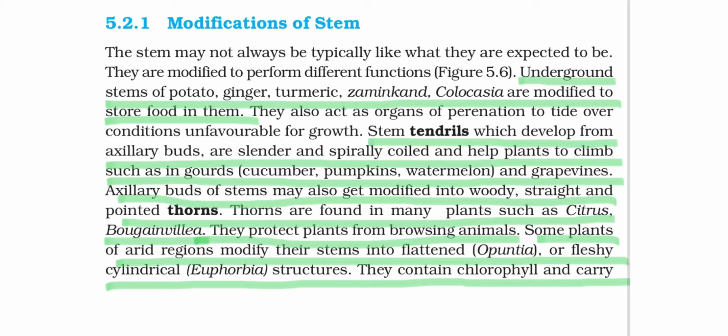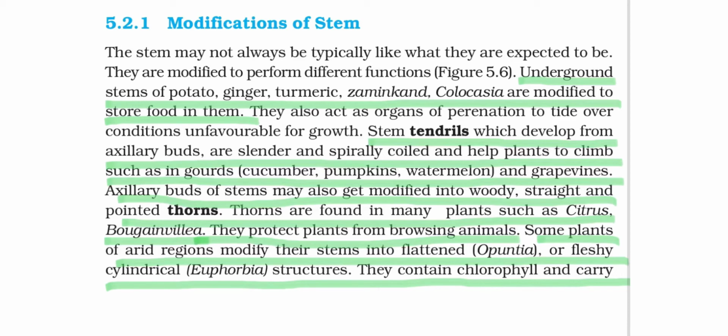So some stem tendrils, they develop from axillary buds, and they are very slender. Actually they are spirally coiled structures and help the plant to climb, such as in different types of gourds, जिसको हम बोलते हैं जैसे आल दूधी होती है, then cucumber and pumpkins, watermelons or grape vines. So in them these type of climbing structures are seen, which are known as stem tendrils.